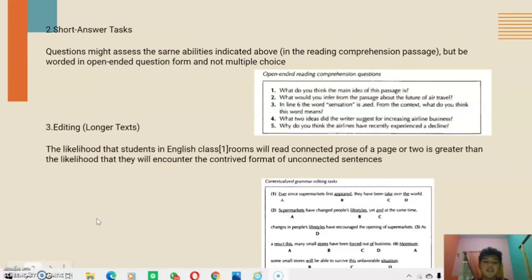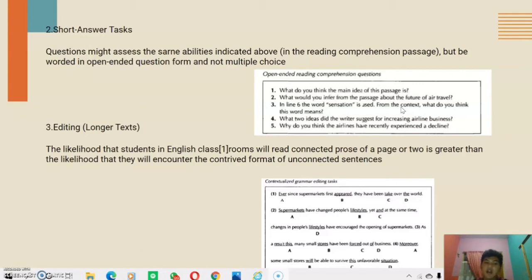The second one is short answer tasks. Questions might assess the same abilities indicated above in the reading comprehension passage, but be worded in open-ended question form and not multiple choice. For example, in a passage on the future of airline travel, the following question might appear. This rather predictable disadvantage may be outweighed by the face validity of offering students a chance to construct their own answers and by the washback effect of potential follow-up discussion.